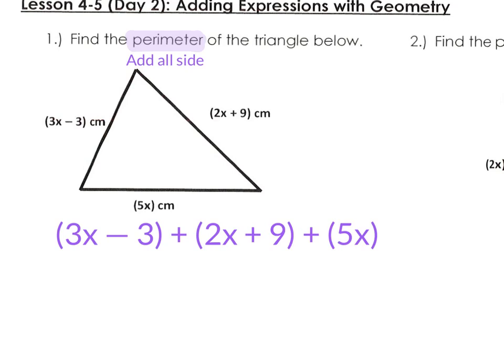So I'm just going to rewrite all of my terms, but without the parentheses. So exactly the same terms. I have the 3x minus 3 plus 2x plus 9 plus 5x. Now it's just like what we've been doing before. We need to find our like terms and we need to highlight them.